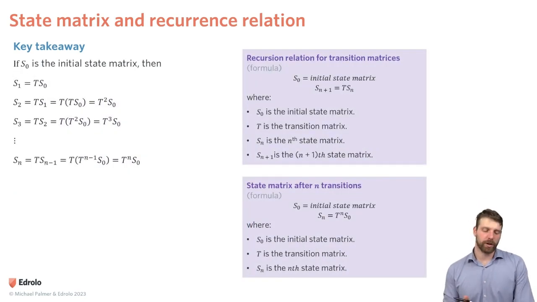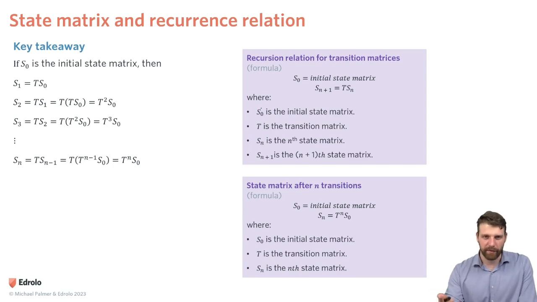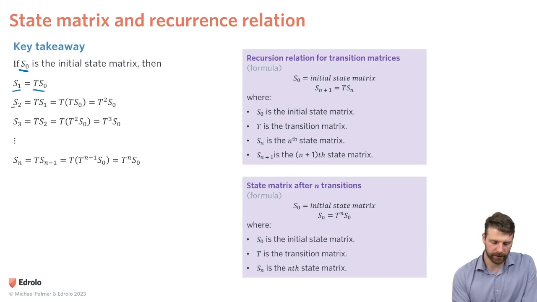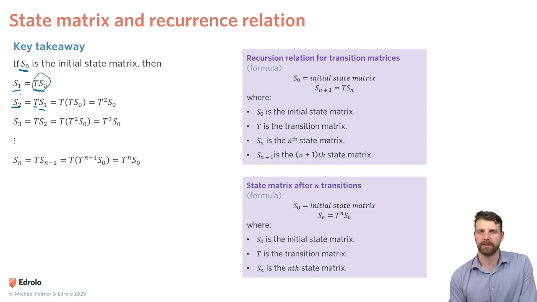Okay, I've got some maths here to show you how we actually derived this rule from this rule. So let's have a look. If we start just generating the figures, we can sort of see by continuing the pattern how this formula should come out. So we've got S0 is the initial state matrix, then S1 is equal to T times S0. And if we can find S2, well, that's supposed to be T times S1. But we know the expression for S1, that's T times S0.